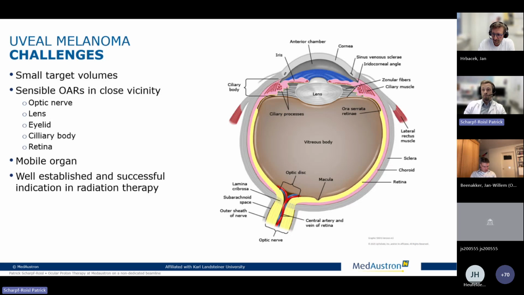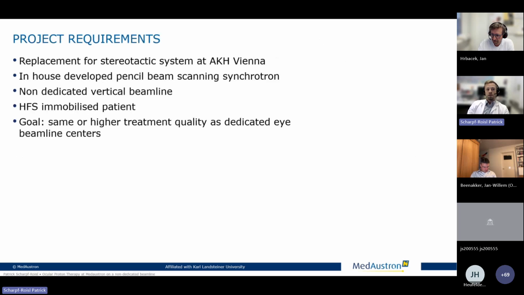And proton therapy, or in general radiotherapy for ocular tumors, is very well established and a very successful indication in radiation therapy. We have a lot of data on very high tumor control rates starting out 50 years ago at the Harvard cyclotron already. So what were the requirements when we started with the project?